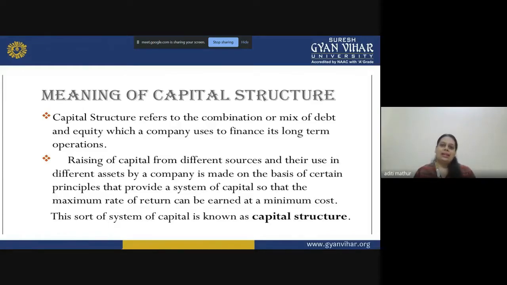And the another point to be taken into consideration is to always have that capital which gives minimum cost. We all know that the cost is always associated with everything, right? So whenever we raise our capital also, it is also related with the cost. So the cost of capital, the total cost of capital should be minimum. So we should go for that ratio, that combination, that mixture of debt and equity, which gives you the maximum rate of return and minimum cost. So this sort of system of capital, right, that mixture of capital is known as your capital structure. Which capital structure? The capital structure which gives you the minimum cost and maximum rate of return.